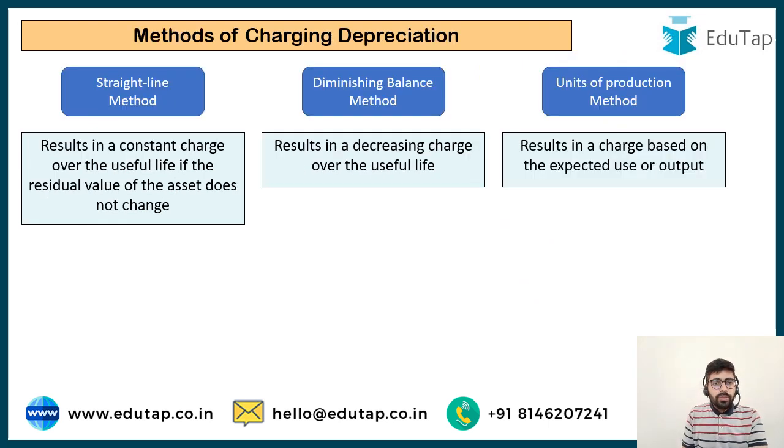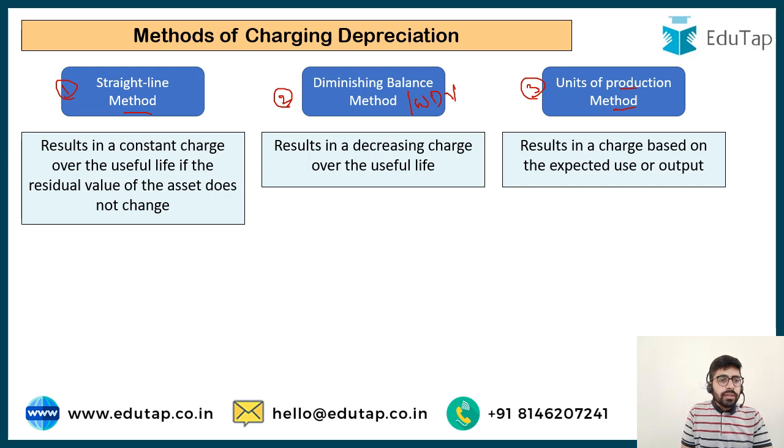Let's also take a look at the different methods which are available for charging depreciation. Now we have many methods. You would find in your textbook that besides these three methods, the straight line method, the diminishing balance method, also called the WDV, written down value method, and the units of production method, there are also other different methods. But we are doing these three methods only as of now because they are the most important ones which are often used by companies.